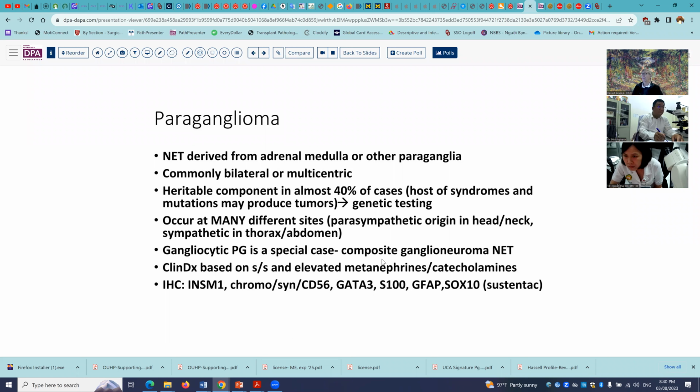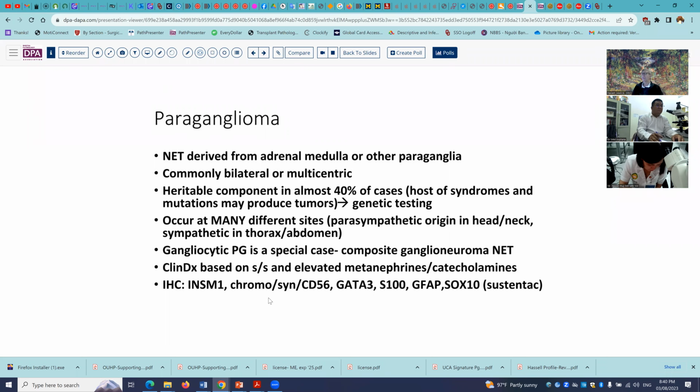Gangliocytic paraganglioma is kind of a special case, which is a sort of composite ganglioneuroma and neuroendocrine tumor, which I unfortunately could not find a good marker for, or a good example of. Now, clinically, these often have elevated metanephrines or catecholamines, particularly the adrenal ones. They may not even need a biopsy to make that diagnosis in this setting with the appropriate mass and symptoms.